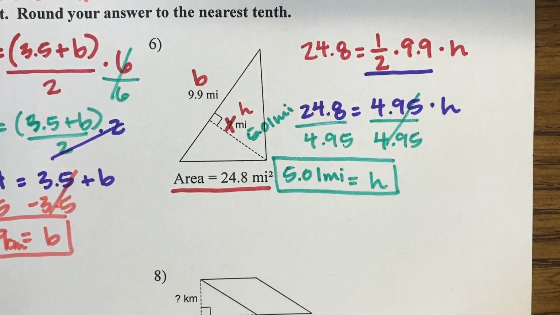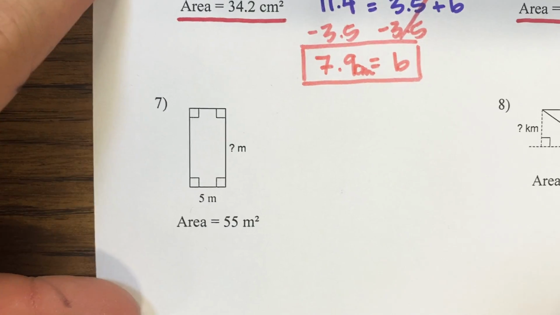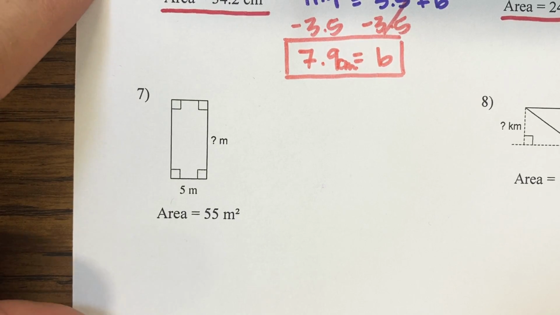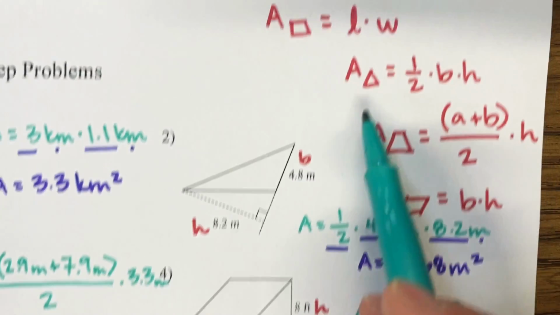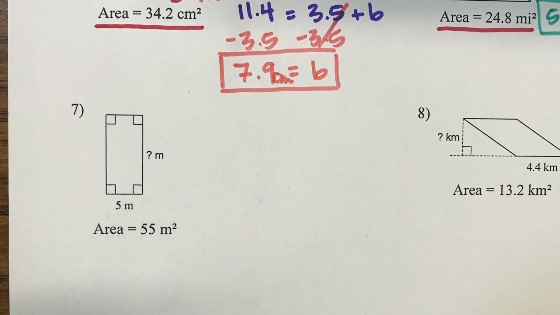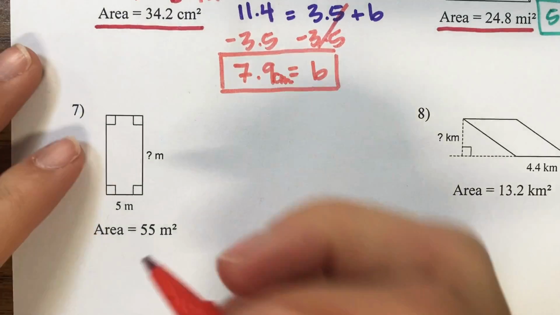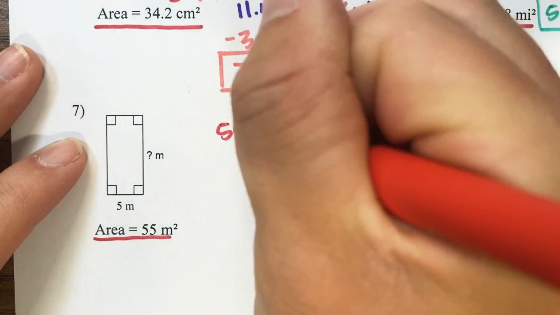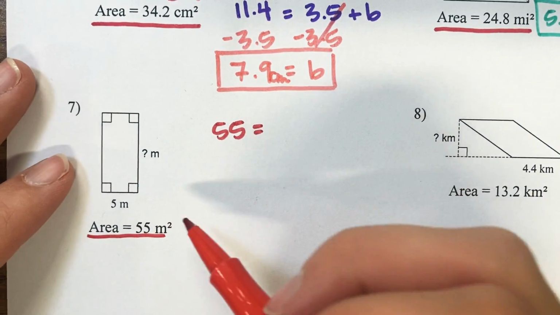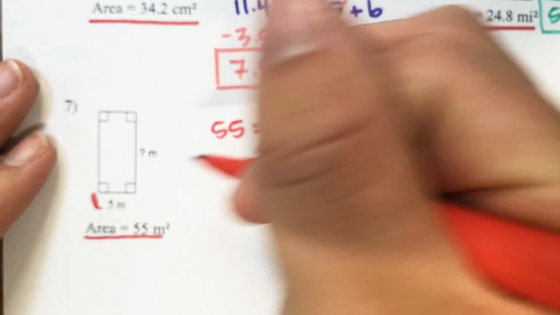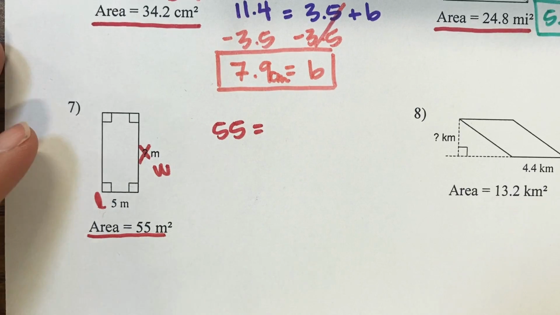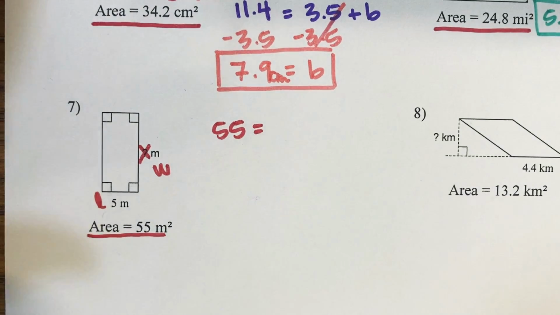Okay. Awesome. Let's look at number 7. What shape are we working with? So this one is a rectangle. So we have our length times our width. So let's plug in what we know. So we already know our area. Okay, our area is 55. Okay, well then our length, let's go ahead and just label 5 as our length. That means question mark, or X is our W.